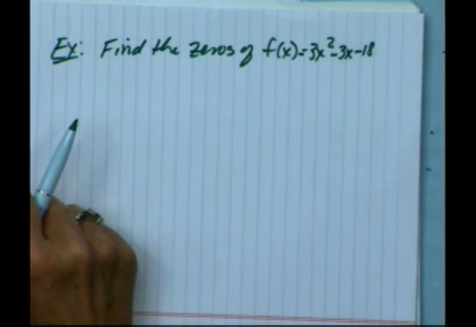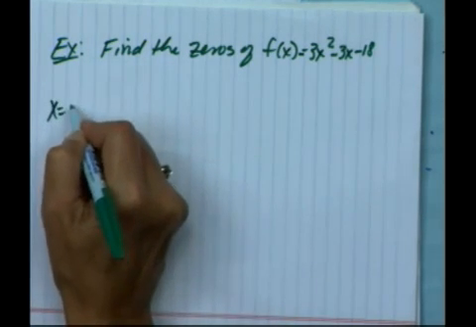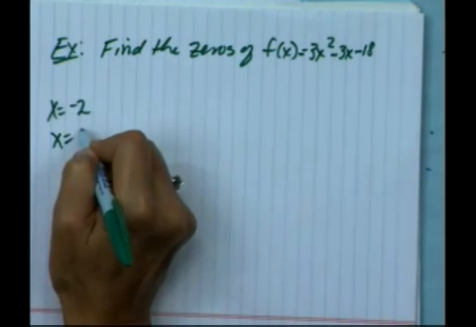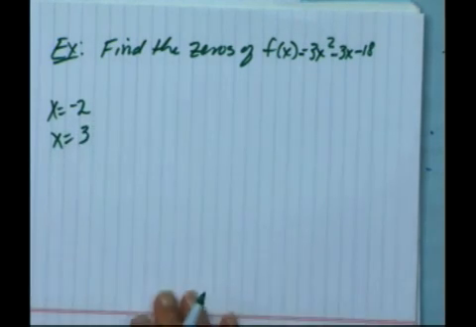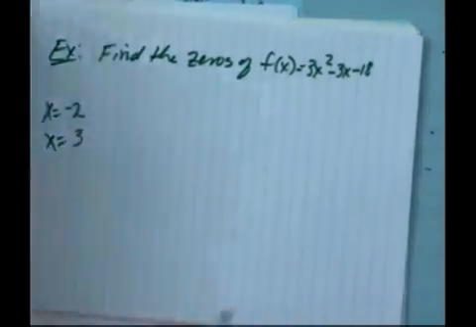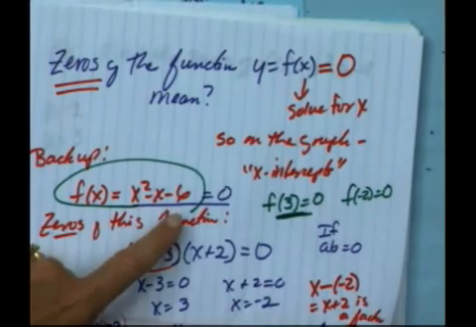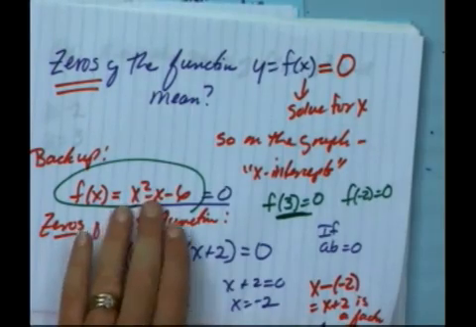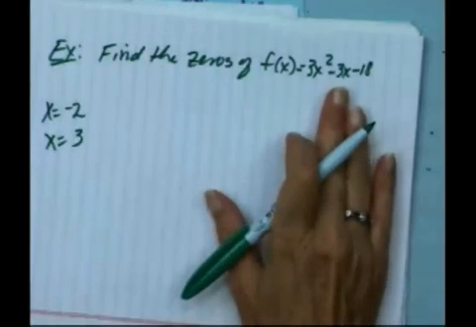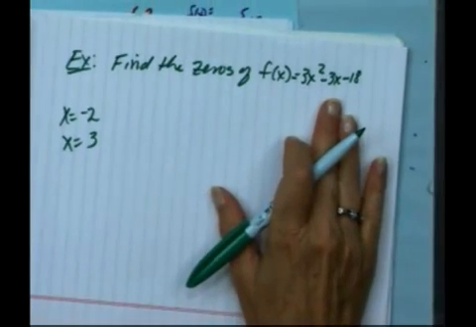What are you getting? -2 and 3. X equals -2, x equals 3. Well, that sounds like to me those were the same zeros when we had x squared minus x minus 6, but that polynomial function is different than this one.